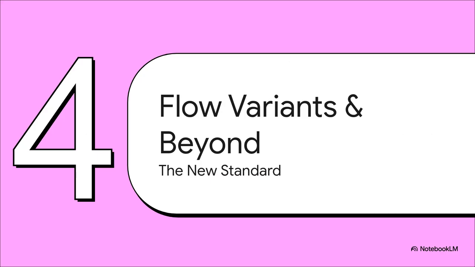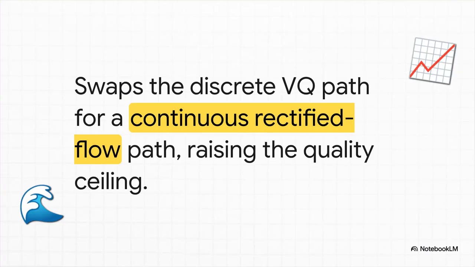Section 4, Flow Variants and Beyond, looking at the new standard. You see, this decoupled architecture isn't just some one-off trick for Janus-Pro. It's highly modular and rapidly evolving into the overarching standard for multimodal AI. Take Janus Flow from November 2024, for example. This variant actually swaps out the discrete VQ generation path for a continuous rectified flow generation path. The shared body stays exactly the same, but the generation ceiling lifts even higher. It proves you can iterate on specific output mechanisms without breaking that core decoupled encoder's shared body framework.